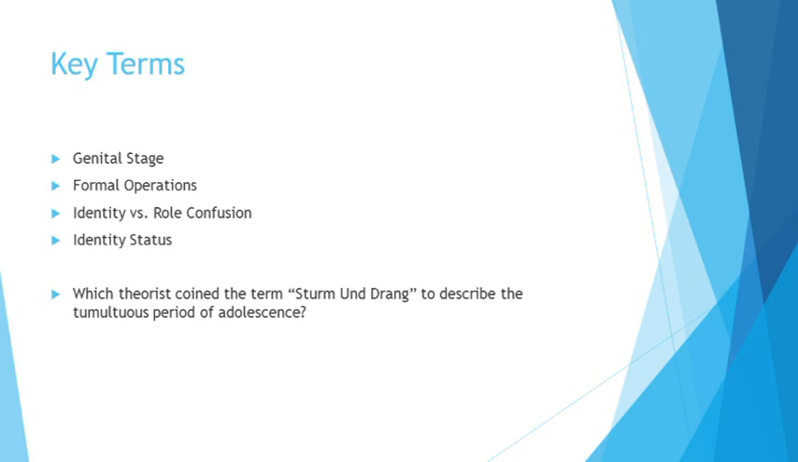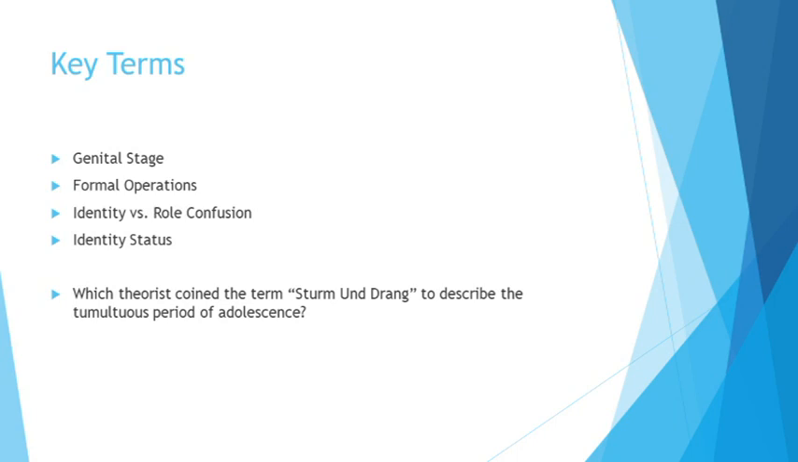Okay? Formal operations. Formal operations is Jean Piaget's theory of cognitive development that posits that adolescents are transitioning from concrete operational thinking to formal operational thinking. And formal operations involves the ability to think abstractly, engage in hypothetical reasoning, and systematically solve problems.